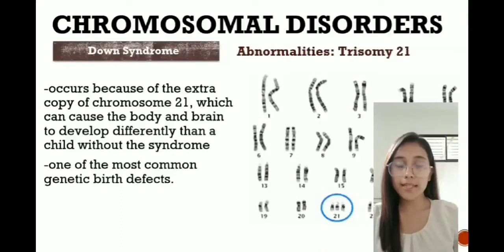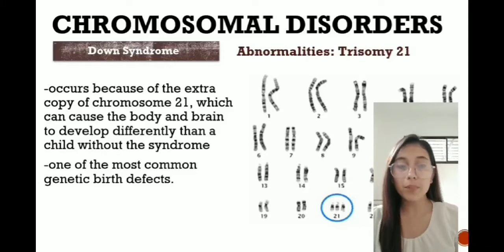Down syndrome. The abnormality is trisomy 21. The man or woman has 3 copies of chromosome 21 instead of the normal 2 copies in all cells. This is caused by abnormal cell division during the development of the sperm cell or the egg cell. This syndrome occurs because of the extra copy of chromosome 21, which can cause the body and brain to develop differently than in a child without the syndrome.